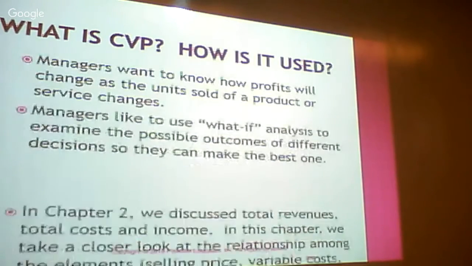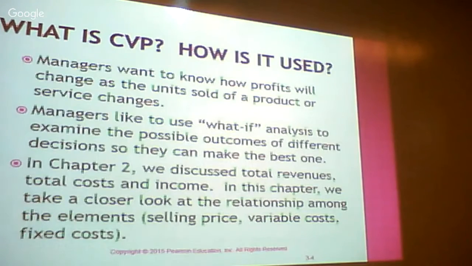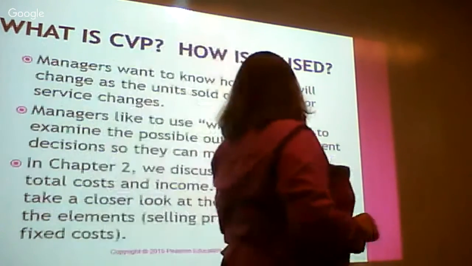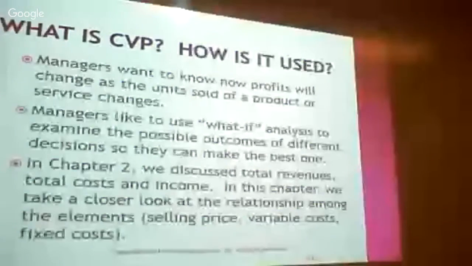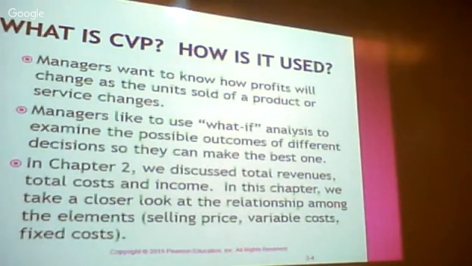So, what is CVP and how is it used? Managers want to know how profits will change as the units sold of a product or service changes. So basically what it does is show how my profits will go up and down. Because as we go, a lot of times what happens as you produce more? What happens to cost, like cost per unit and things like that? The more you buy, the less it costs, right? And so that's what CVP does. It helps you determine that.